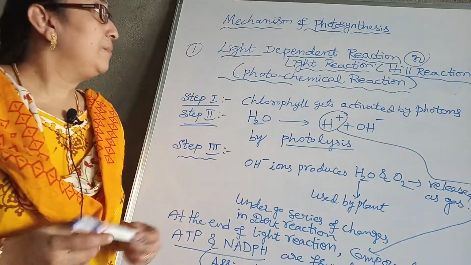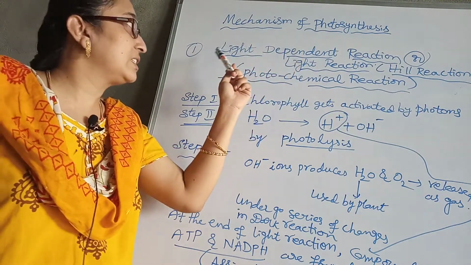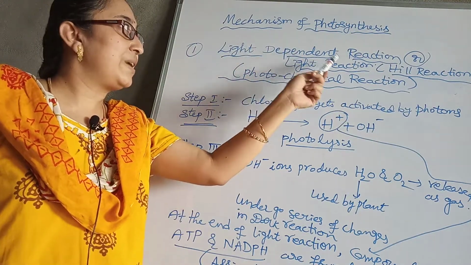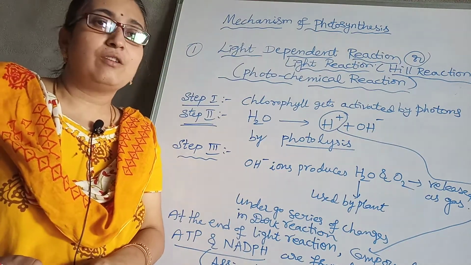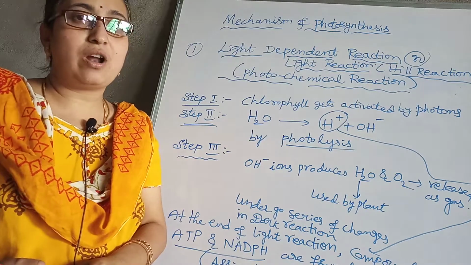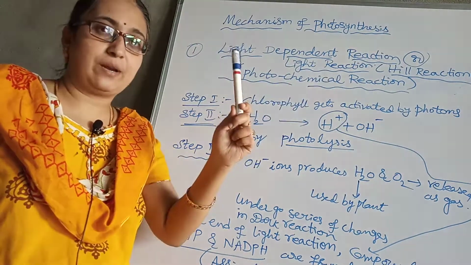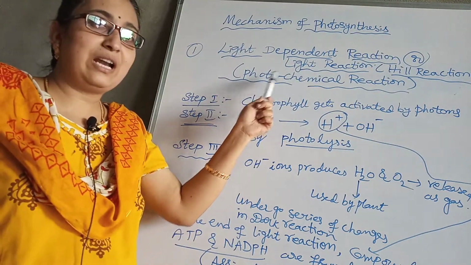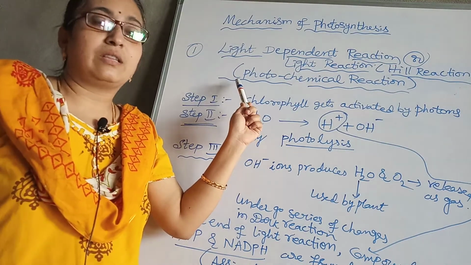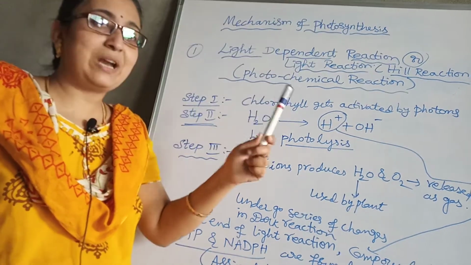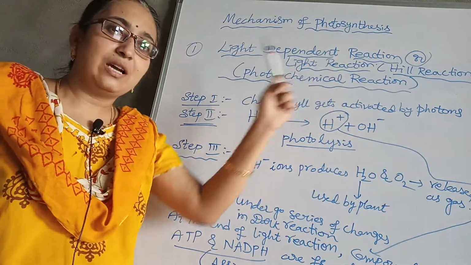So now the mechanism of photosynthesis. In this mechanism, the first one is the light dependent reaction, which is also called the light reaction, and it was discovered by Robert Hill. So it is also called the Hill reaction, and it is a photochemical reaction. Photochemical reaction means that in the presence of light, the green leaves prepare the food material, that is nothing but glucose. So it is called a photochemical reaction.